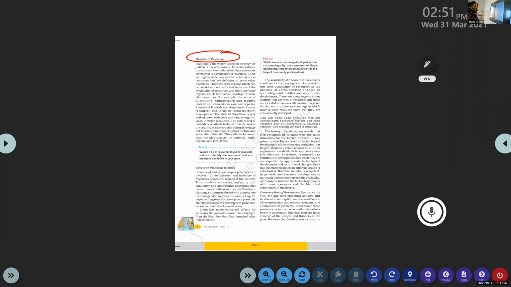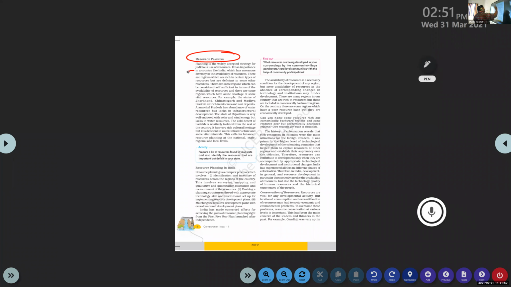What is that? I already used that term. Okay, what is that? Judicious use of resources. Everybody wants to utilize the resources. So we want to allocate the resources almost equally to everyone. That's what judicious use of resources means. It has importance in a country like India.